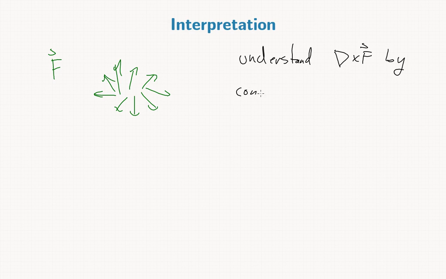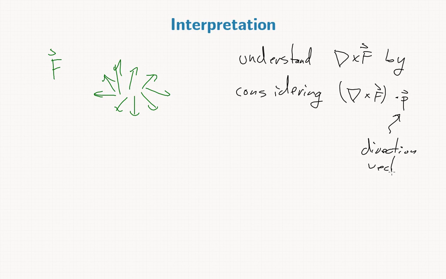by considering the dot product of curl F with various direction vectors P. For instance, if we take P to be i, j, and k, this would tell us the components of the curl of F, so that would completely describe the curl for us. But we want to just pick some direction vector. So let's say this is a unit vector, and then the curl of F is doing something else.